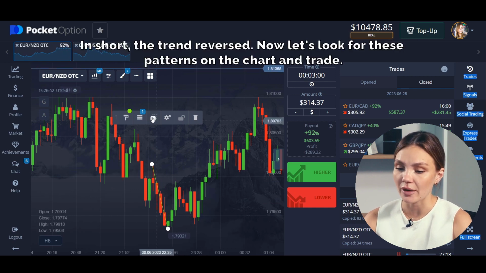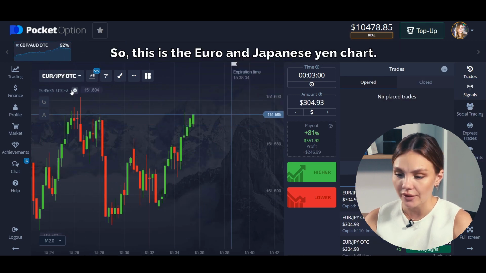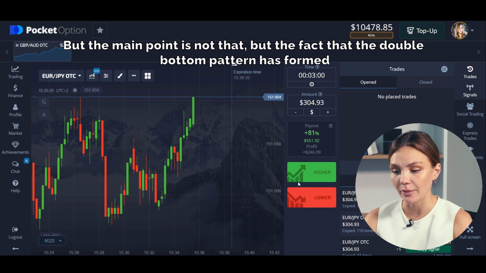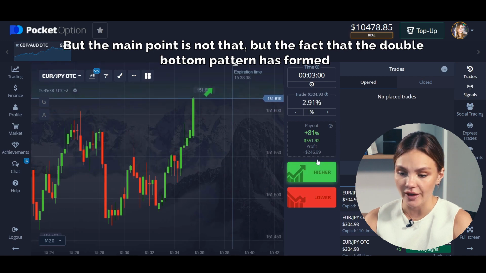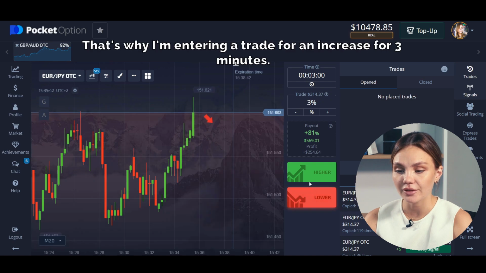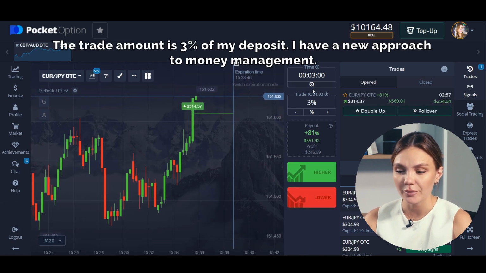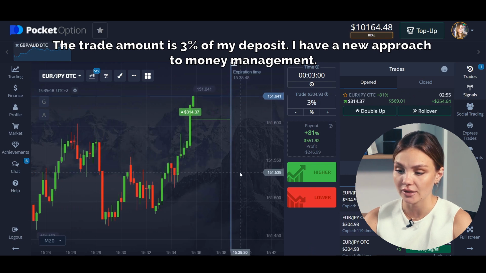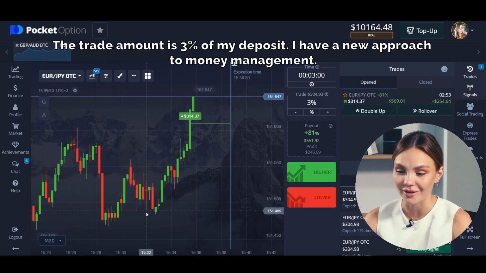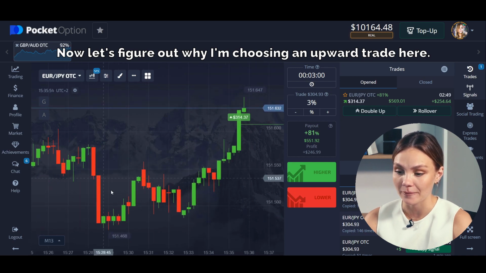Now let's look for these patterns on the chart and trade. So, this is the Euro and Japanese yen chart. But the main point is not that, but the fact that the double bottom pattern has formed here. That's why I'm entering a trade for an increase for 3 minutes. The trade amount is 3% of my deposit. I have a new approach to money management. Now let's figure out why I'm choosing an upward trade here.